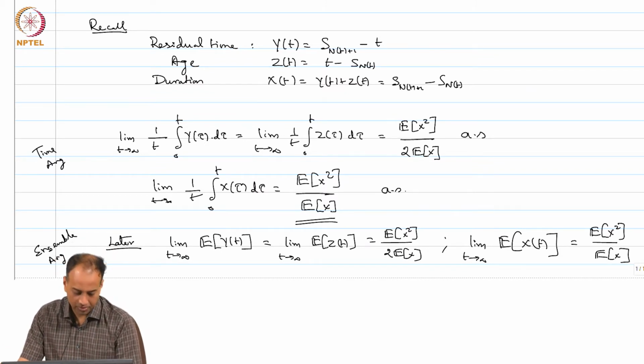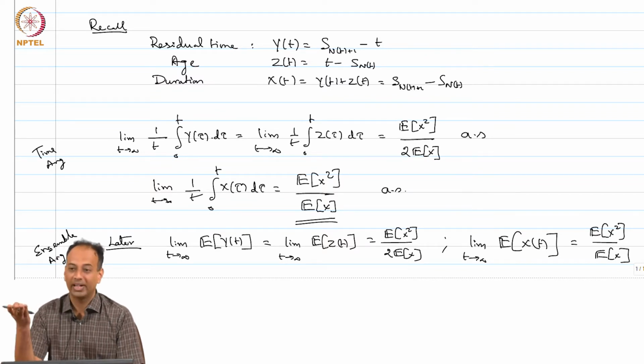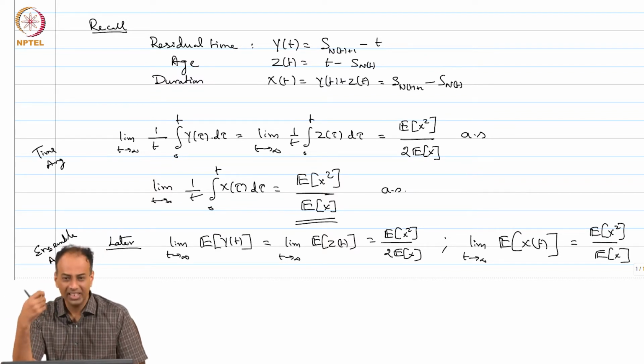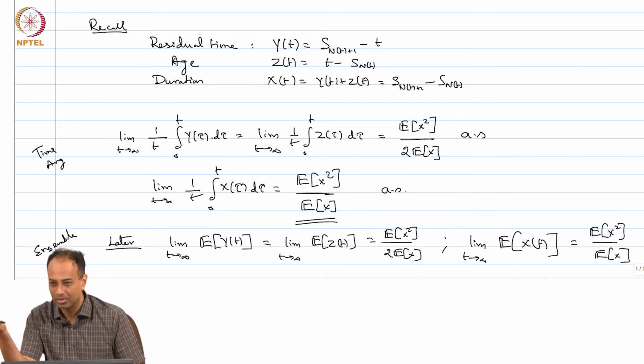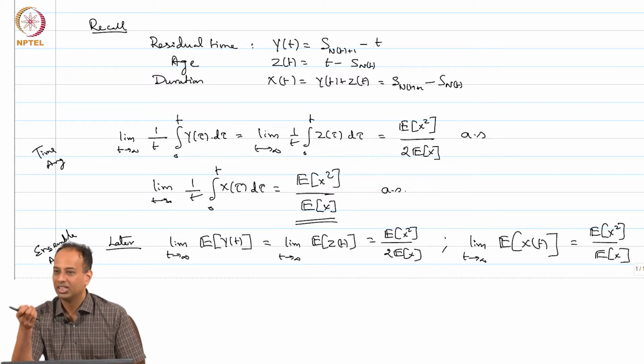So, you can think of the residual time or the age or the duration to be some sort of a reward function associated with the renewal process. So, you can think of y t, for example, at each time t you are accumulating a reward y t, and you are looking at the time average reward, or z t or x t for that matter, right. The only thing that is special about y t or x t or z t is that these are random variables. For every t, y t is a random variable.